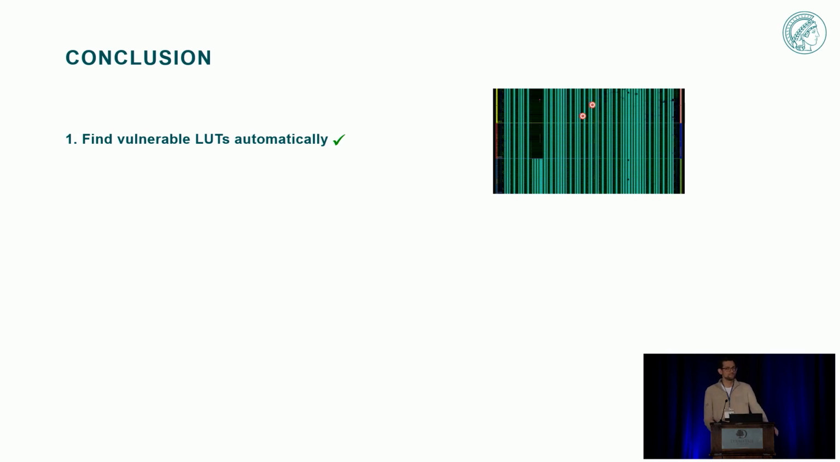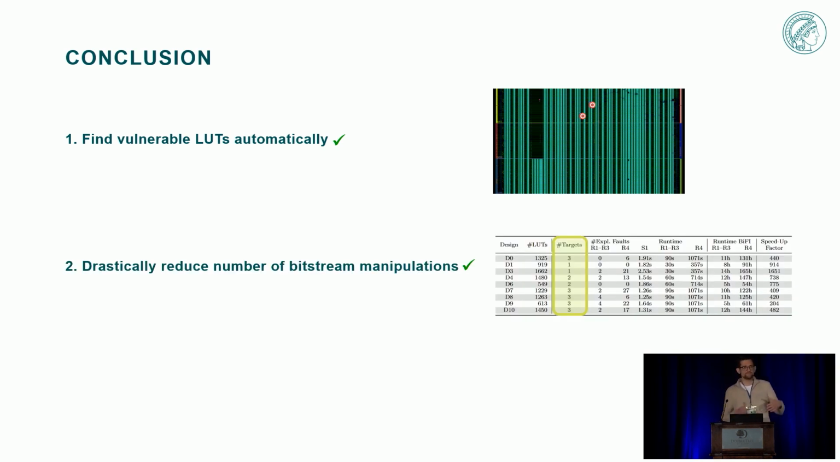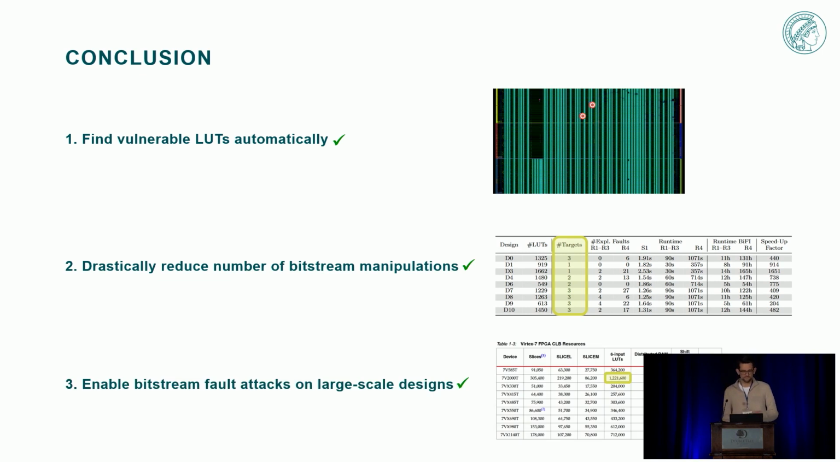So to conclude, we find these vulnerable LUTs completely automatically, so no manual reverse engineering anymore. We can drastically reduce the number of bitstream manipulations by that, so only finding 1 to 3 target LUTs. And so we can enable bitstream fault attacks on large-scale designs again, and have this attack in a practical way again.